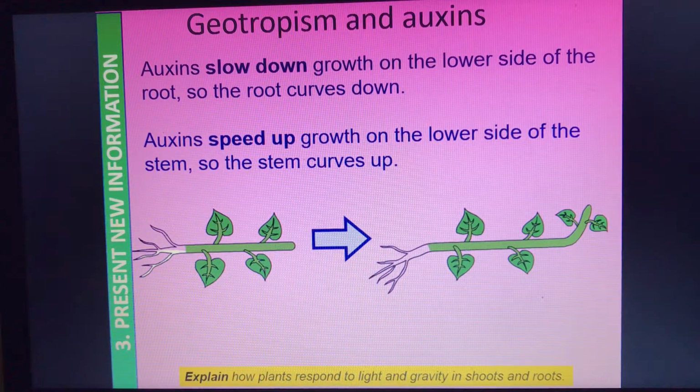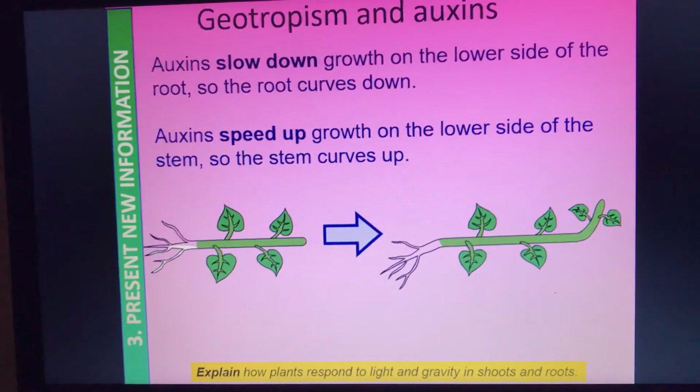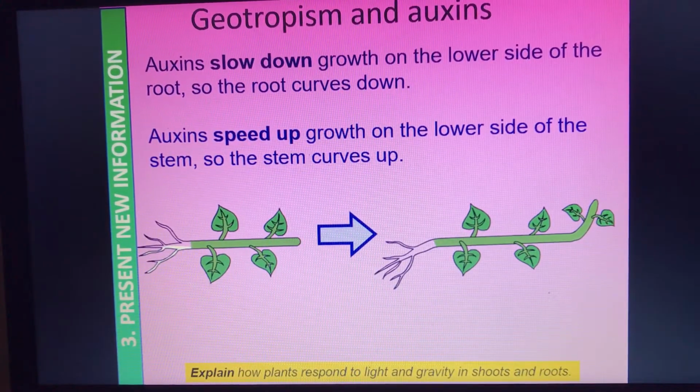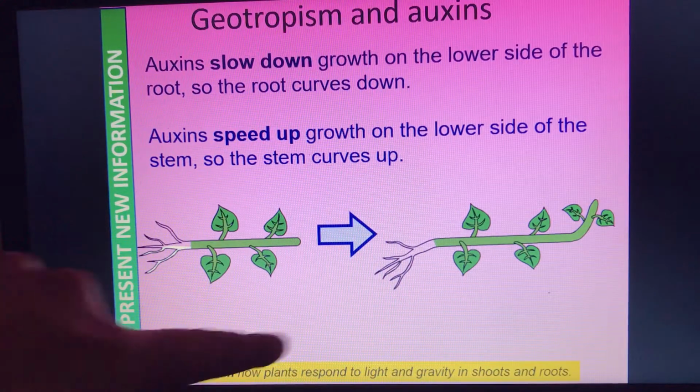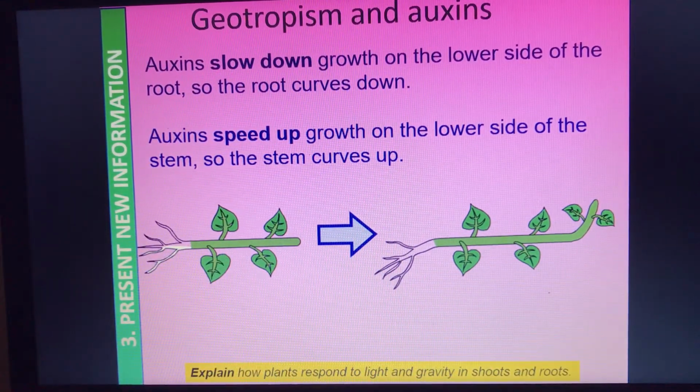So let's look at that original phrase. Auxin in shoots speeds up growth. So the auxin builds up here, speeds up the growth to grow the shoot up. And auxin in roots slows down the growth. It builds up here, slowing the growth of the roots so that they can bed back down into the soil. So auxin in shoots speeds up growth, auxin in roots slows down growth.